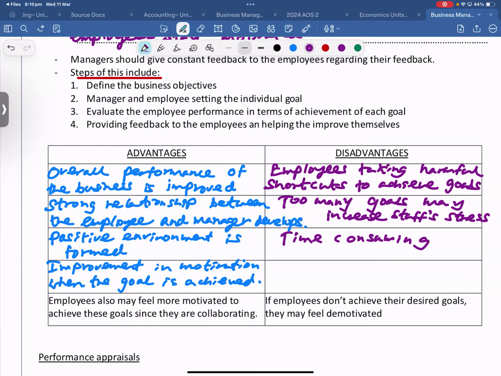Sometimes too many goals may increase staff stress. Of course, it is time consuming because we have to sit together to set out the goals. Also there are situations where we get frustrated when we don't achieve the goals. So those are the disadvantages. Any questions? This is straightforward, yes? Right. Okay, then we are going to the performance appraisal.